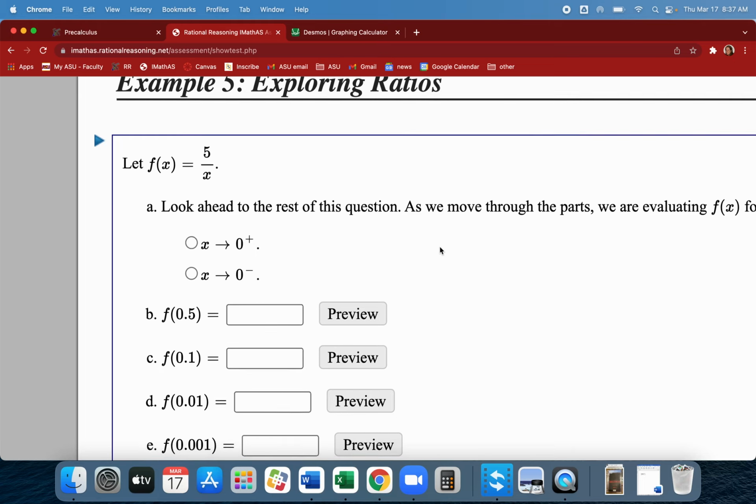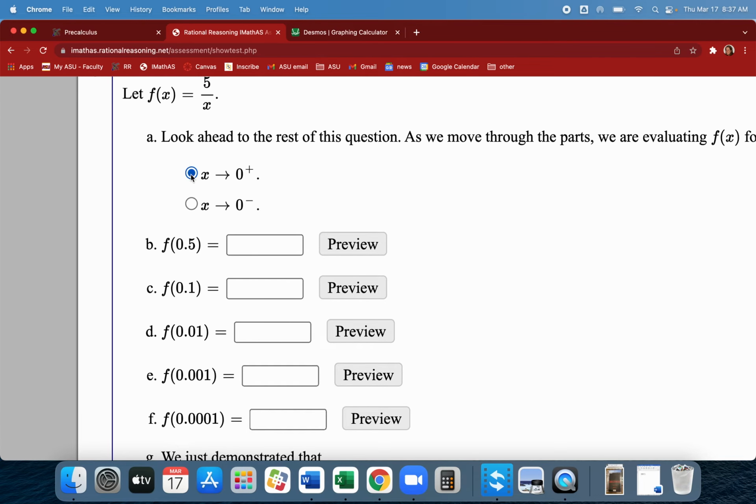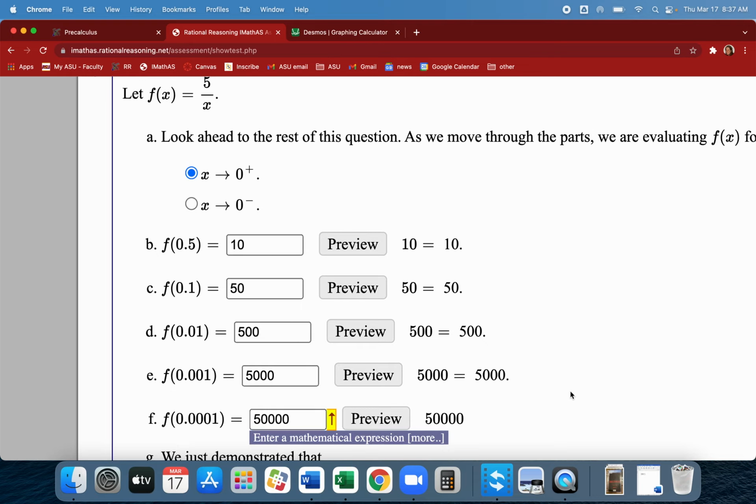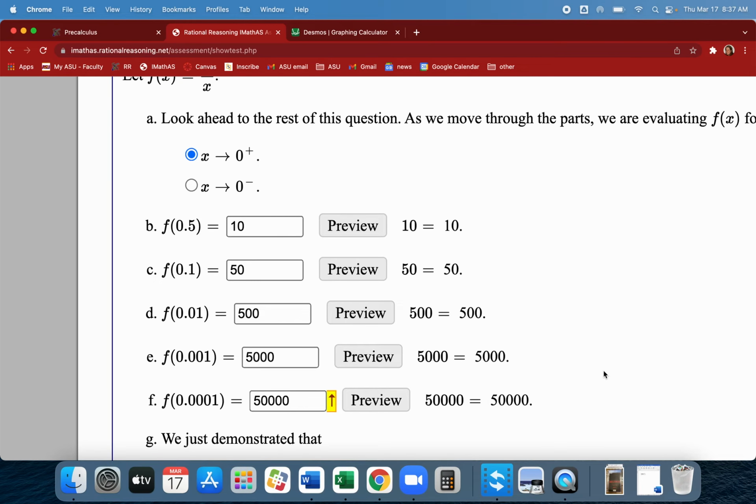And that's what this example is looking at, 5 over x. If I look at x approaching 0 from the right, if I put in 0.5, 5 over 0.5 is 10. 5 over 0.1, 5 divided by 1/10, is 50. 5 divided by 1/100th is 5 times 100, and so on, and so on. So the closer x gets to 0, but staying to the right of it, keeping positive numbers.